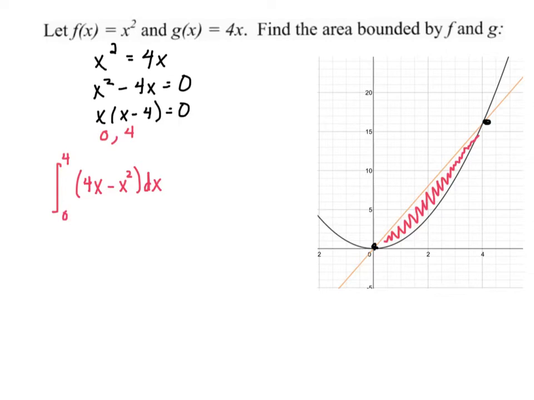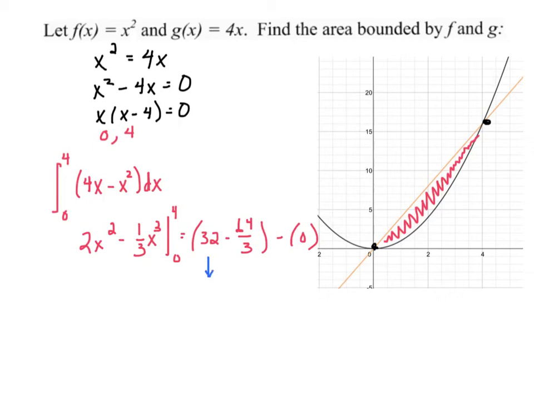The antiderivative would be 2x squared minus 1/3 x cubed, evaluated at 4 and 0. Now if I plug in 4, I get 32 minus 64 thirds. If I plug in 0, I get 0. So 32 minus 64 thirds, I could rewrite 32 as 96 thirds so I have a common denominator. So the final answer would be 32 thirds.